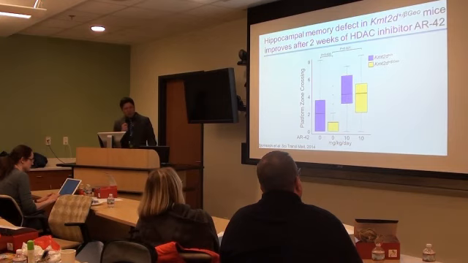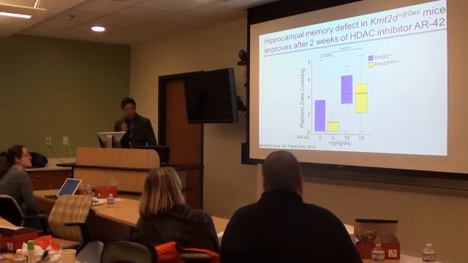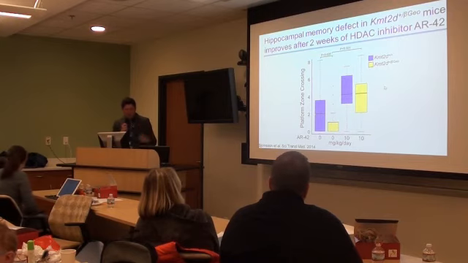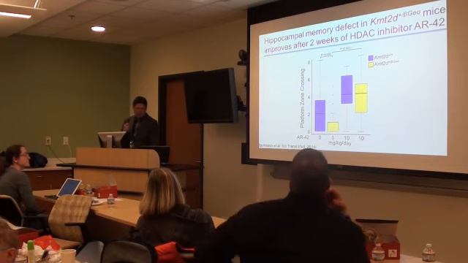So then the question was, can we actually affect the functional output? Can we make these mice perform better in memory tasks? And remember, we had this defect where the Kabuki mice shown in yellow did much worse than the wild-type mice in blue. On the drug, they both did better, but now the Kabuki mice were no worse than the wild-type mice. So yes, we seem to be able to treat the functional effect as well.